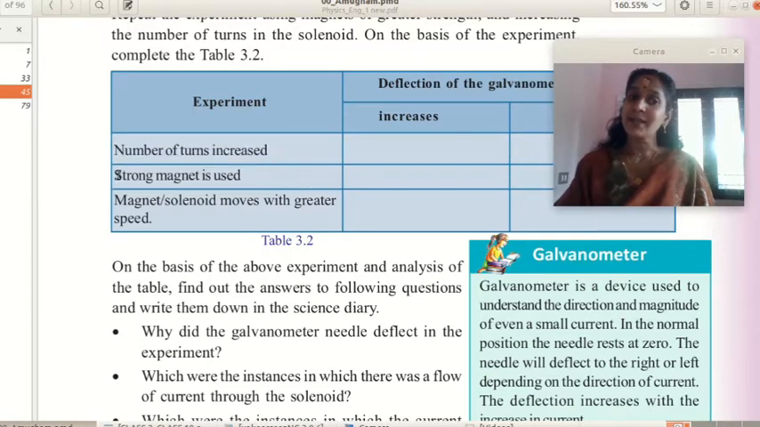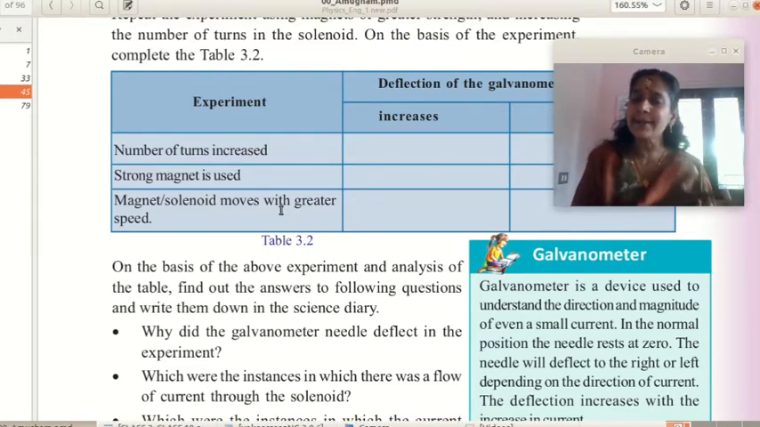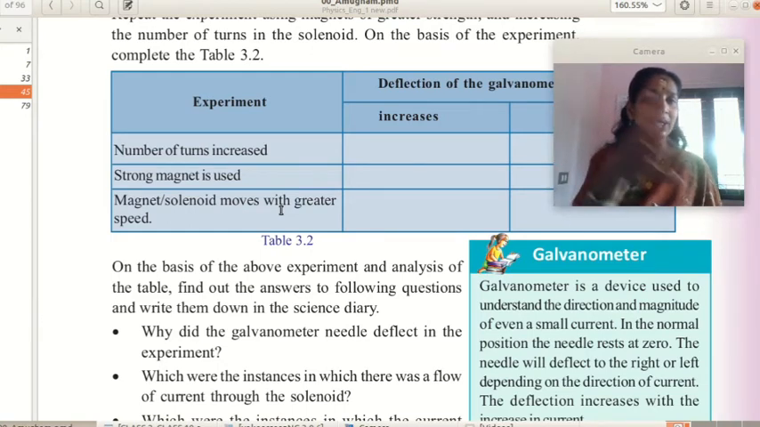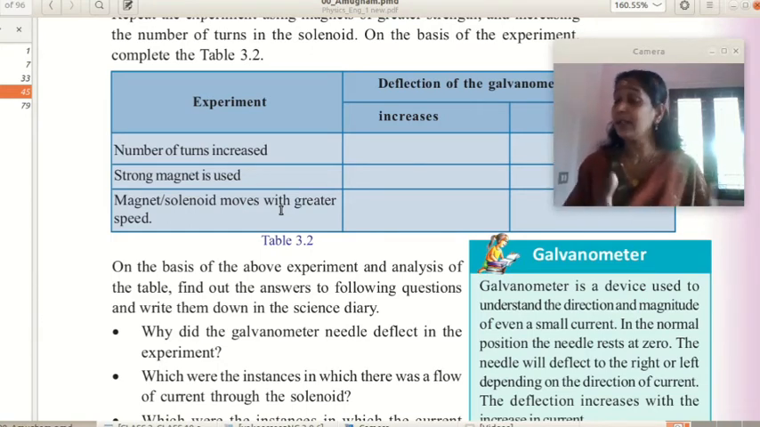If we use a strong magnet, what happens? The deflection of the galvanometer increases. This shows that induced current increases. Induced EMF increases. If we move the magnet or solenoid with greater speed, if we are keeping the magnet stationary, then we are going to move the solenoid with greater speed. We are inserting the solenoid into the magnet. Then what happens, with the greater speed? Yes, the deflection of the galvanometer increases.